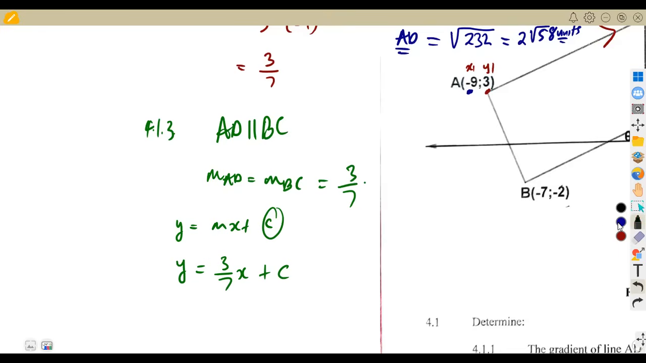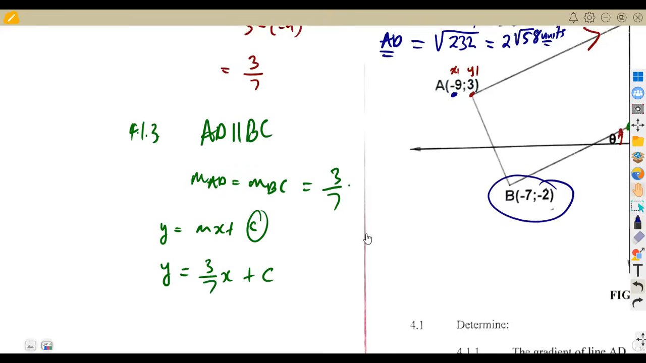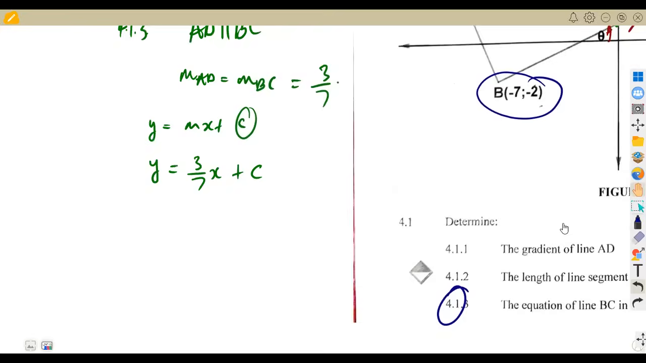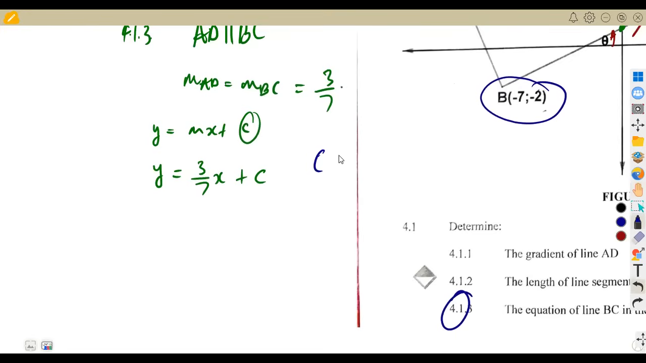From where? We are going to substitute either the point B or the point C, because we are talking about the equation of BC. In this case, I'm just going to take the one which has got positive values, point C, which is (7, 4). So I've got the value of x and also the value of y there. I'm going to substitute the value of y being 4. So 4 is equal to 3 over 7 times x, the value of x being 7, plus c.